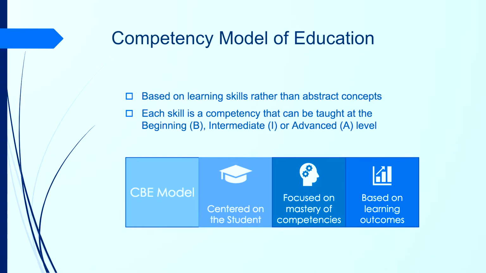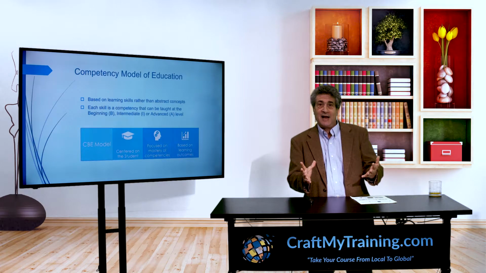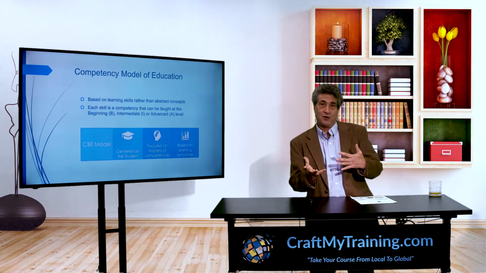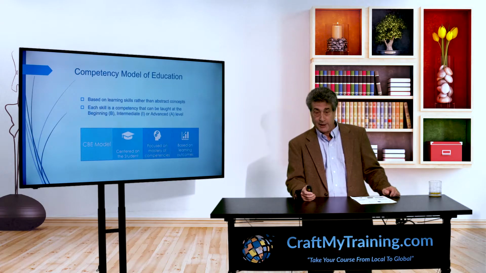So we work on a competency-based model of education, and what this means is we are trying to teach students skills rather than abstract concepts. We want our students to know how to go out in the world and solve problems with the concepts that we teach them. We teach them competencies at different levels: beginning, intermediate, and advanced. But the key is that we want students who are going to go out and find a problem and be able to solve that problem in real time with real data.